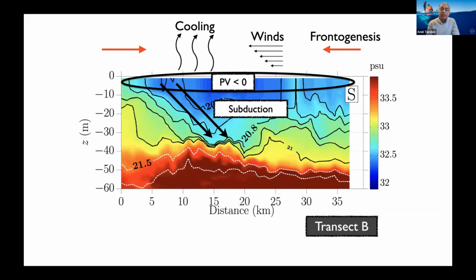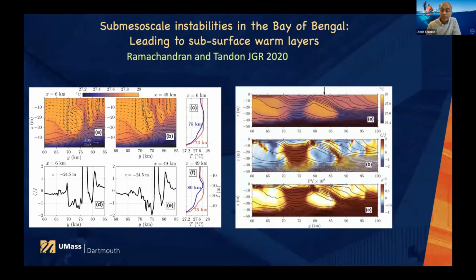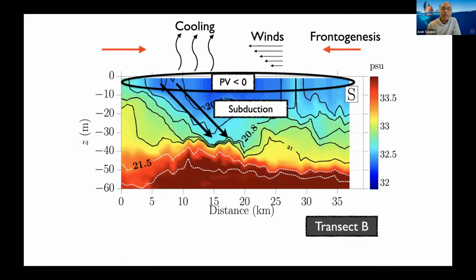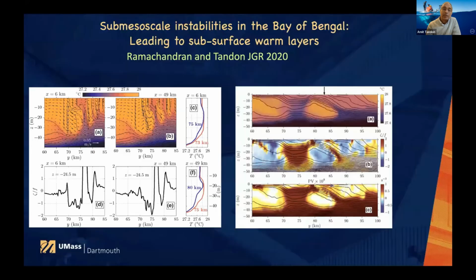to, as it goes down, since this low PV has to be conserved, as it loses the baroclinicity, it has to generate more anticyclonic vorticity, and it has to stay close to 0 PV. And so that's what generates the pycnostat. So creation of 0 PV by forced symmetric instability and inertial instability leads to these low PV waters. Then, that's what gives rise to these pycnostats that we were looking at.